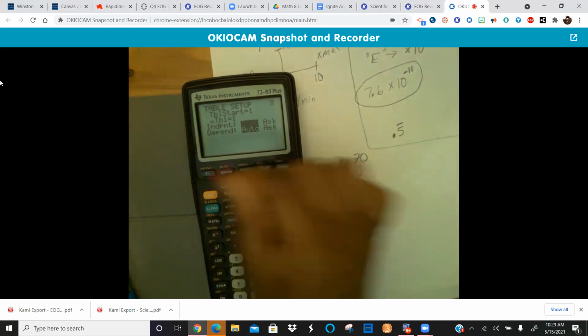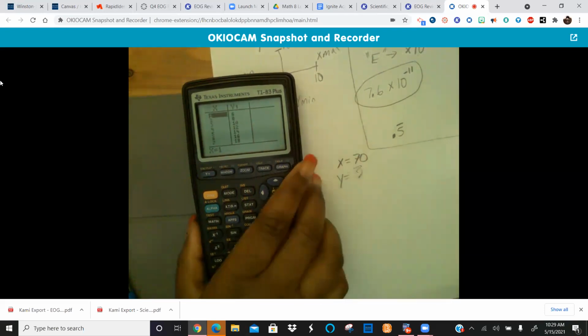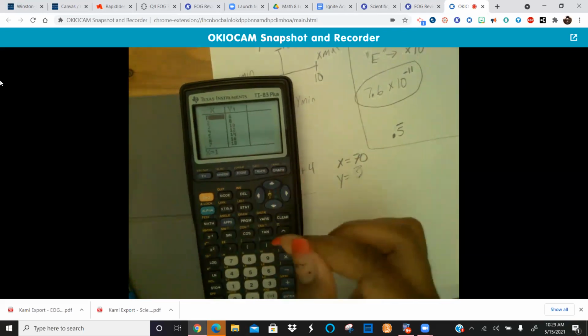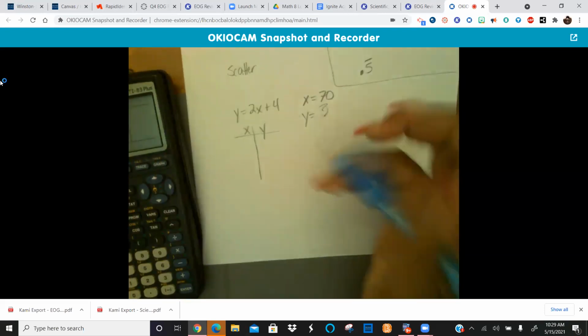So now when I go back to my table, the numbers all come back up again. Okay. All right, so now I want to graph some points in the calculator. So let's graph some points.